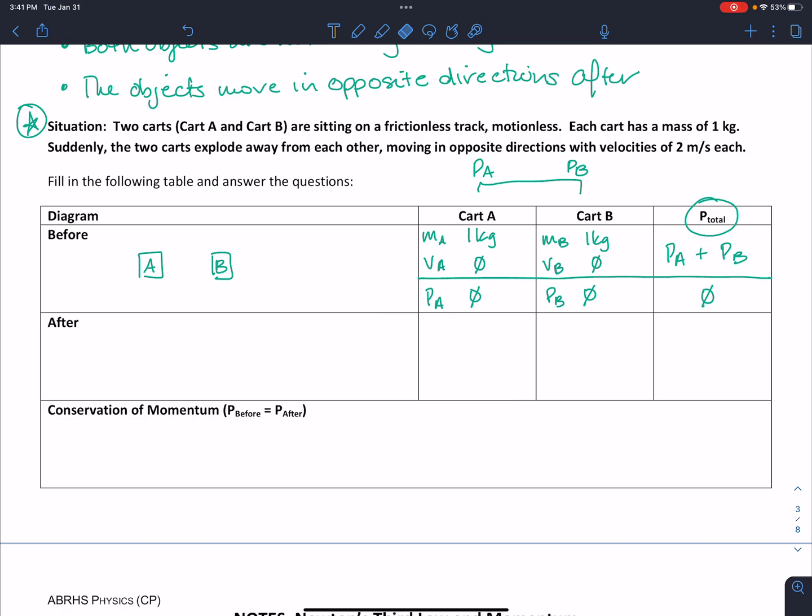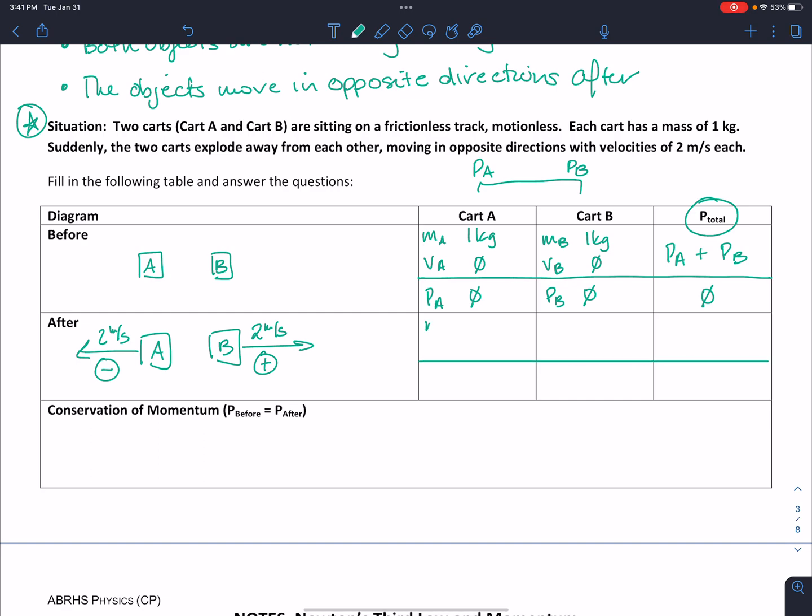Now, after the explosion, I've got cart A moving in this direction at 2 meters per second. At the same time, cart B is moving in the opposite direction at 2 meters per second. I'm going to designate right as positive and left as negative, and I need to use those signs when I list my velocity values, because remember, we have to include direction. Again, we look at the mass of A and the velocity of A. We've got 1 kilogram and a negative 2 meters per second for velocity, and I can multiply those to get my momentum, which will be a negative 2 kilograms times meters per second.